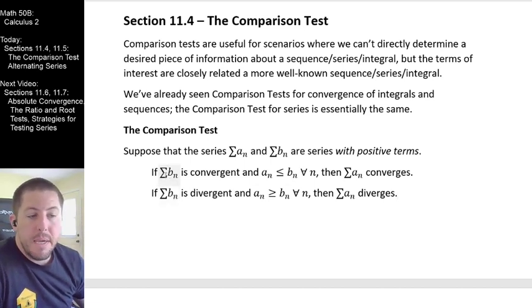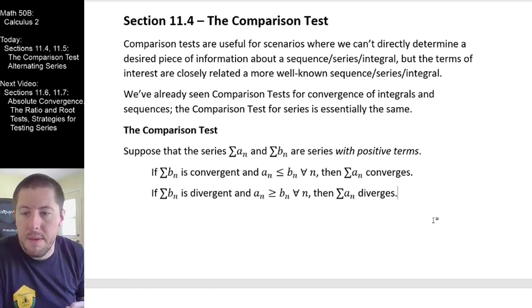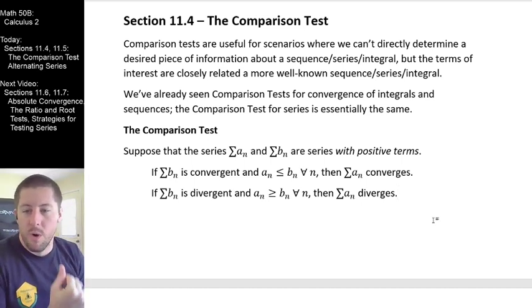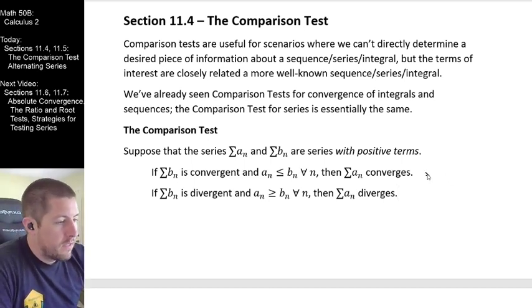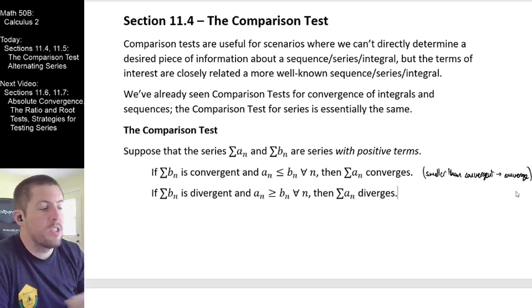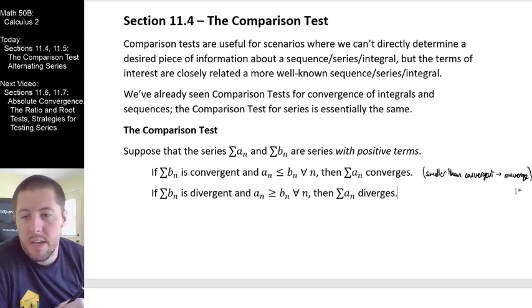If the b series does converge, and if all of the terms in the a series are smaller than their partner term in the b series, then the a series is also going to have to converge, because it was completely below the b series, and the b series did converge. So we're even smaller than a convergent series, so we converge. Right? So if we're smaller than a convergent series, then we converge also.